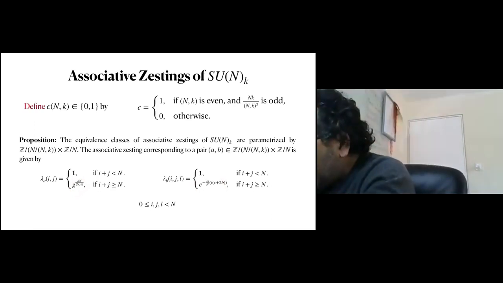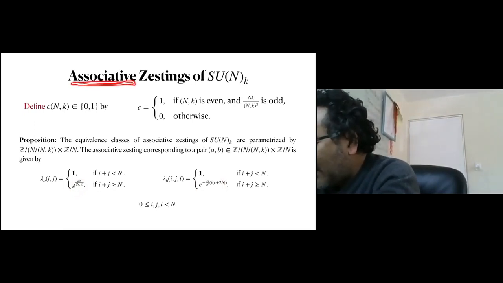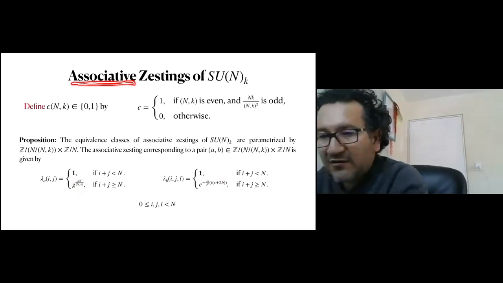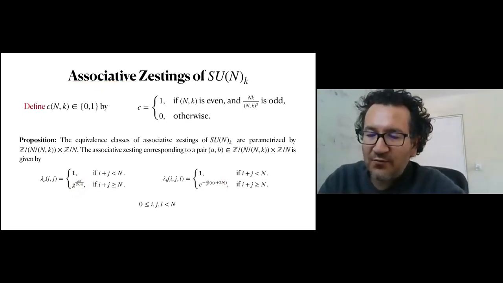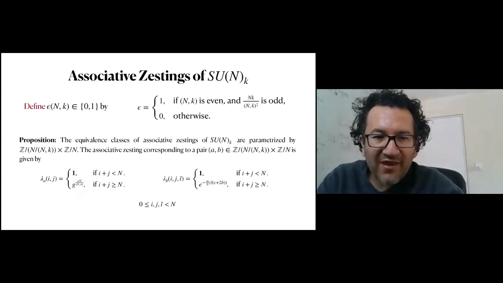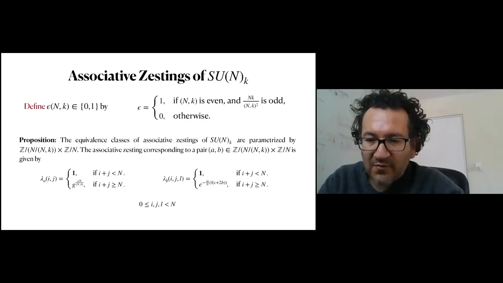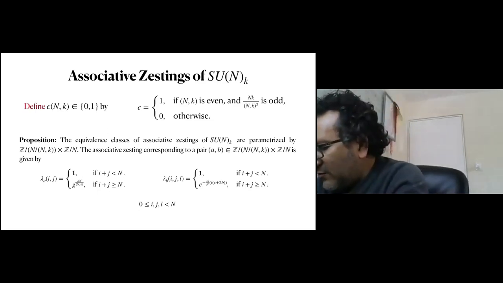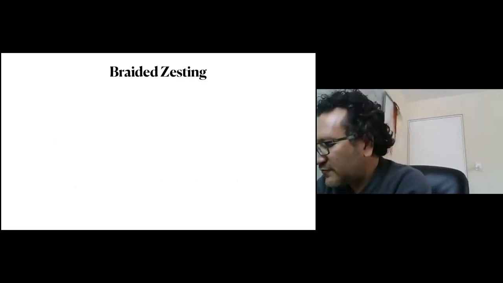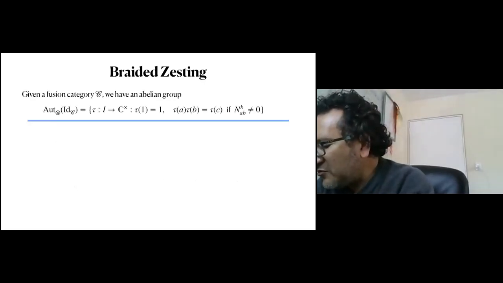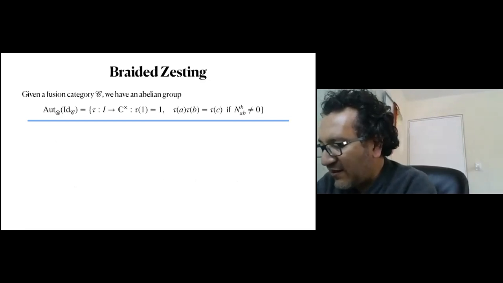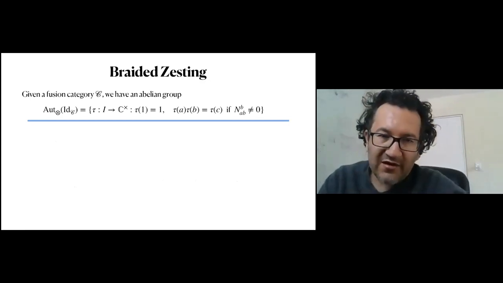But notice that I'm saying all the time associative Zesting, because in general, these fusion categories that we construct are not braided. So the natural question that we want to see right now is when this fusion category has again a canonical braiding, some kind of braiding. So that's why we are interested in the notion of braided Zesting. In order to define this notion of braided Zesting, I need to introduce a little more of the notation.